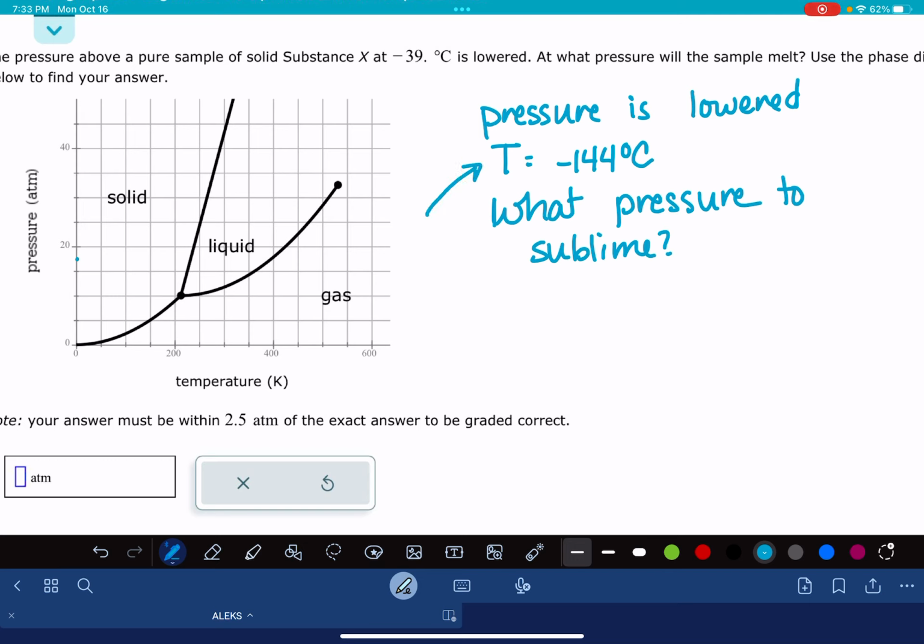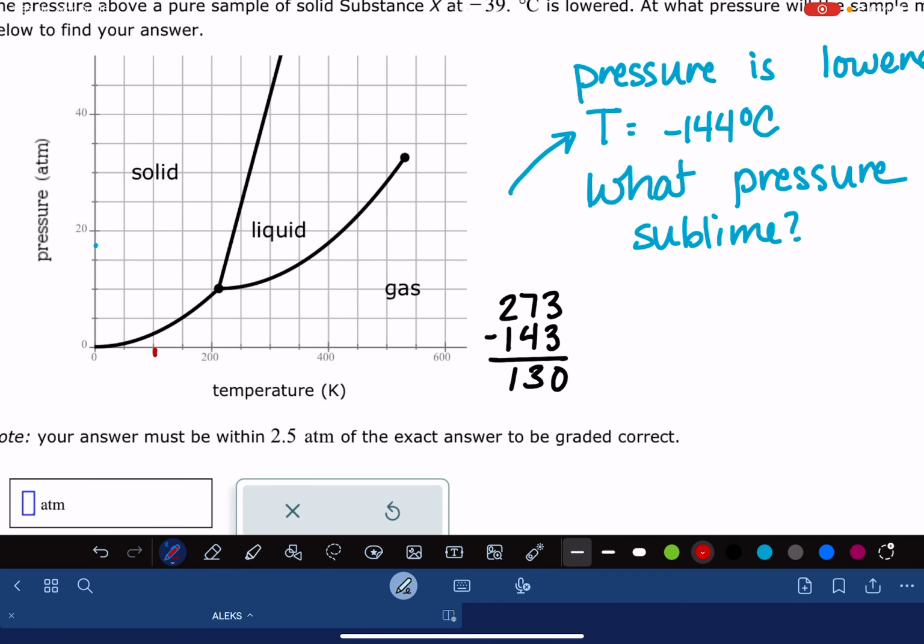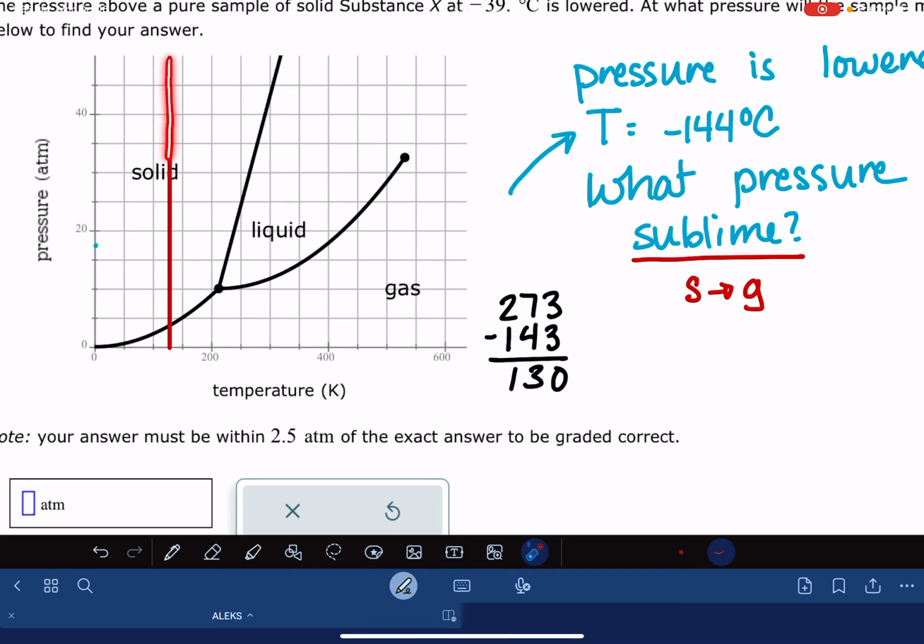Okay, so first of all, we need that temperature to be in units of Kelvin. So 273 minus 1, let's just change that to 143 to make the math really easy. That's going to be 130 Kelvin. Let's find that temperature. Here's 100, here's 150, so 130 is about at that spot right there. There's our 130. We are subliming, which means that we are going from a solid to a gas. So we're moving along this line right here, and we are moving from the solid state to the gas state.